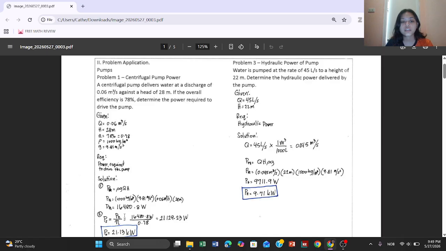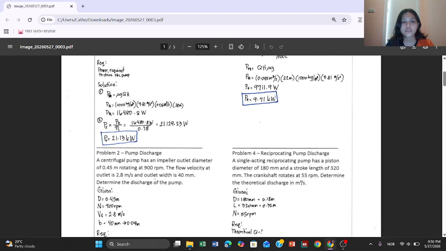Next is to get the shaft power, which is the hydraulic power over the overall efficiency, which is 16,480.8 watts over 0.78. We can get 21,129.23 watts, or in kilowatts 21.13 kilowatts as the value for the power required to drive the pump.